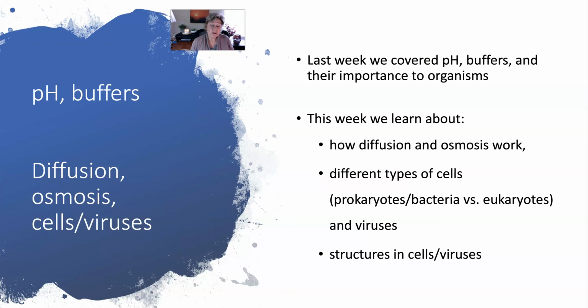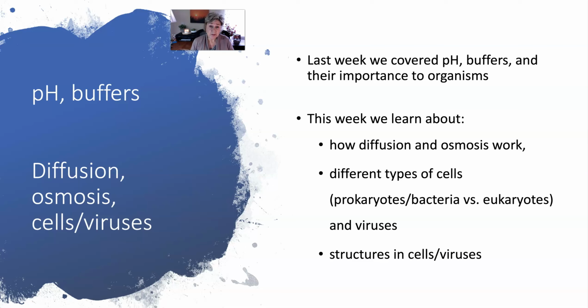Okay, so last week we covered pH, which is a measure of how acidic or basic a solution is, and buffers, which are chemical systems that maintain pH. And we learned about why pH is important because most organisms love a nice neutral pH. You change the pH of their environment, and they don't like it. That's why ocean acidification is tremendously important as a part of climate change, because we are changing the pH of the ocean, and that means we will harm organisms that live in the ocean.